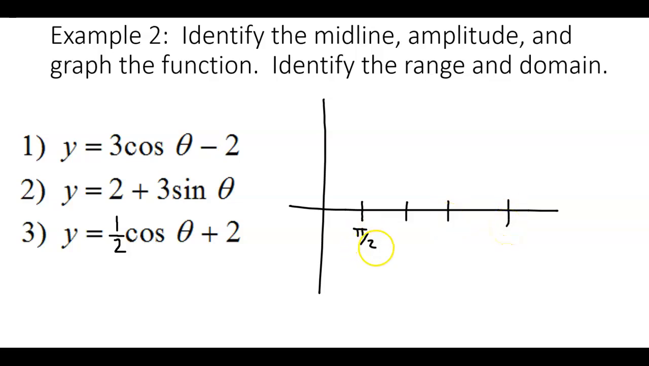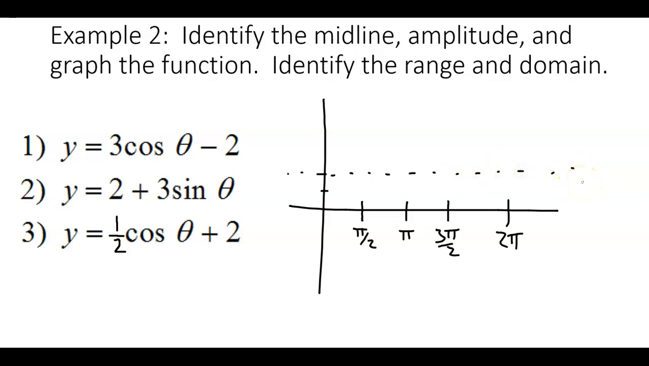I'm going to go with radians. All right, next I'm supposed to graph my midline. Where's my midline? It's at 2. I'm going to go up 2, put a dotted line there.